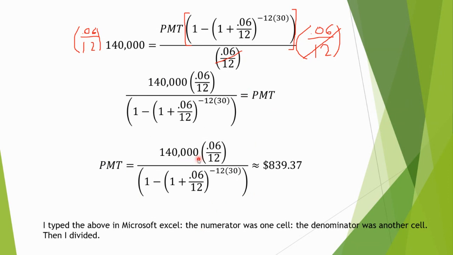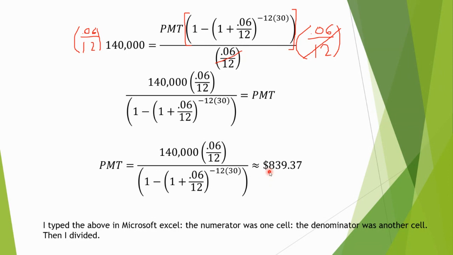Basically, you put the numerator in a cell, the denominator in a cell, and then you just divide. If you don't know how to do that, you can always ask me and I'll be happy to help you with it. But basically, the monthly payment you get is $839.37. That's what ends up happening.